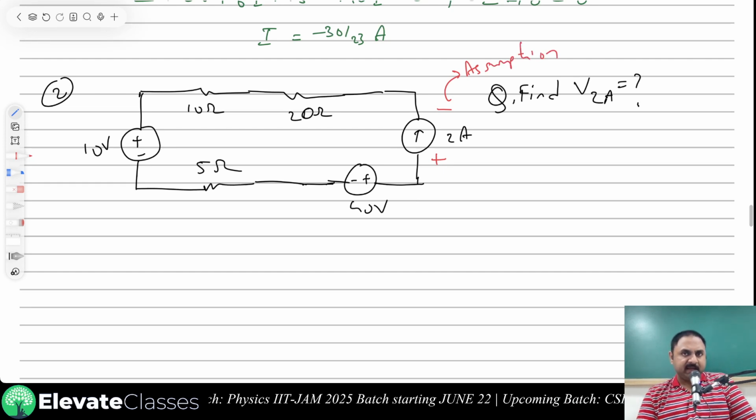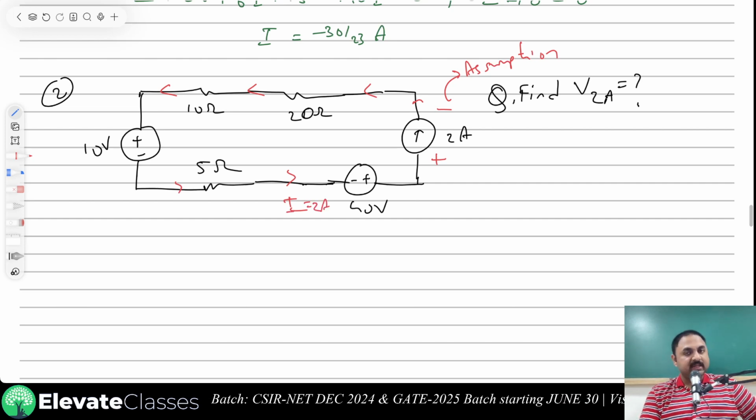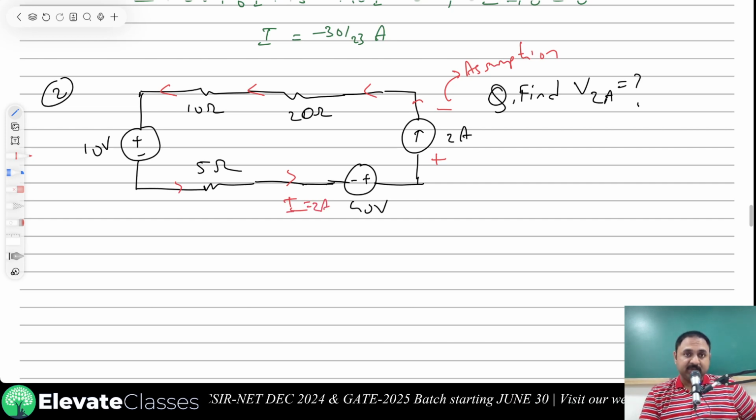Now let us try and apply KVL. First, let us see what is the current direction. Is the current given? Yes, it is quite clearly a series circuit. So this is the current. This current is I. What is that current? Current is equal to 2 amperes. How do I know? This value is given here.